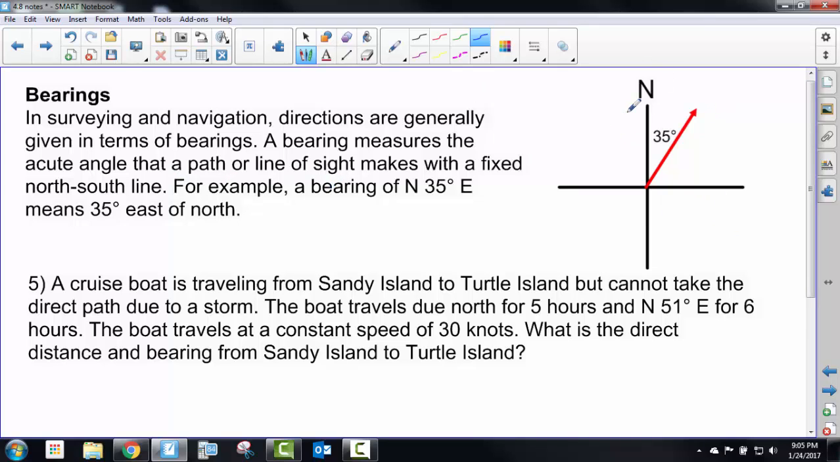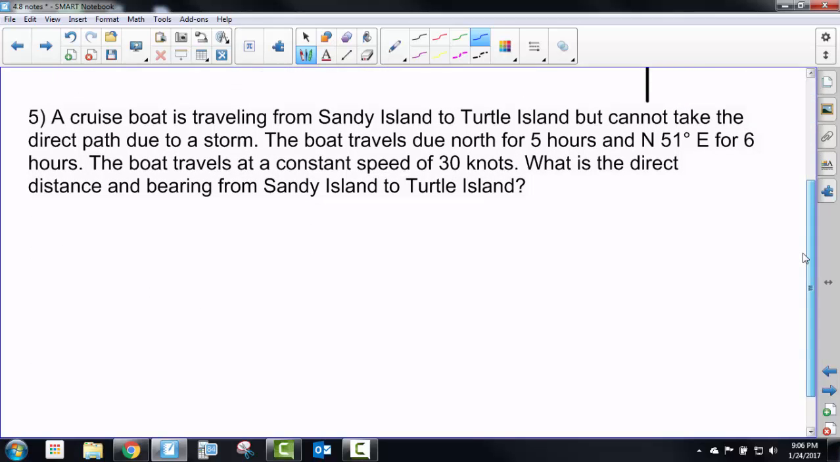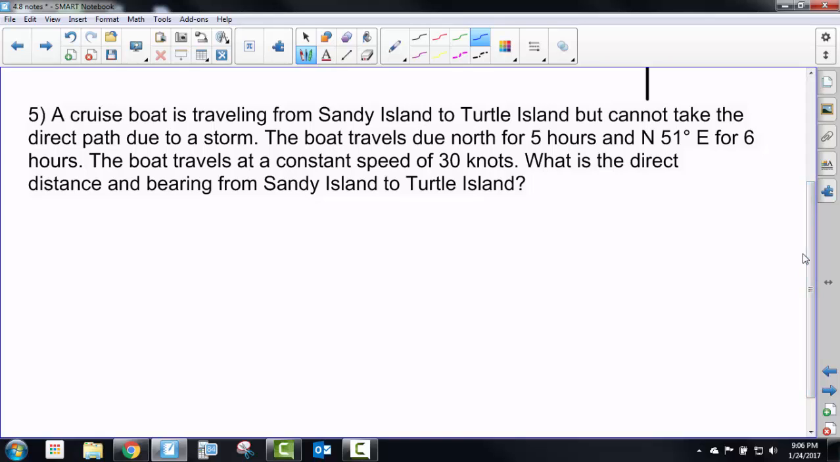So you can see over here we have an example of north, 35 degrees east. In other words, it's 35 degrees east of north. All right, so we're going to use that kind of concept. And what's weird is we're used to reference angles going back to the x-axis, but with bearings, it's always going to either north or to south. So we kind of have to adjust our thinking, but the concept isn't too out there. It's just a slightly different way of looking at it.